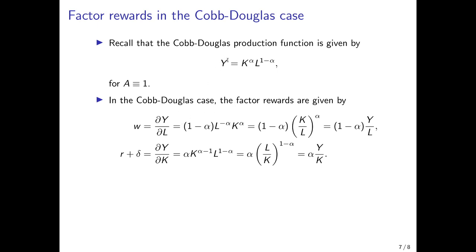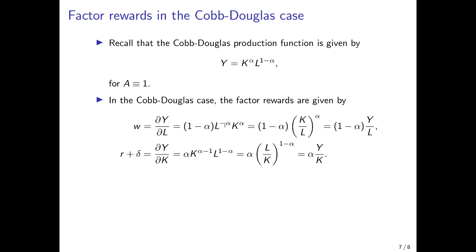The wage rate is the marginal product of the production factor labor, so we take the derivative of the production function with respect to L. We see this implies that 1 minus alpha comes down from the exponent. The exponent is reduced by 1, so we have L to the power of minus alpha here, and K to the power of alpha remains here. So that's the derivative of the production function with respect to employment L, and we can simplify it.